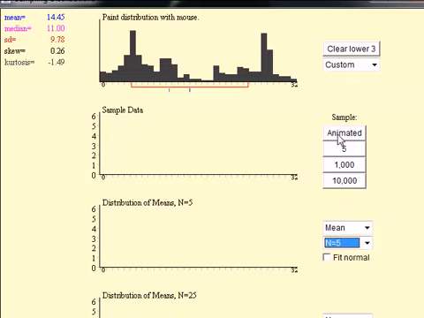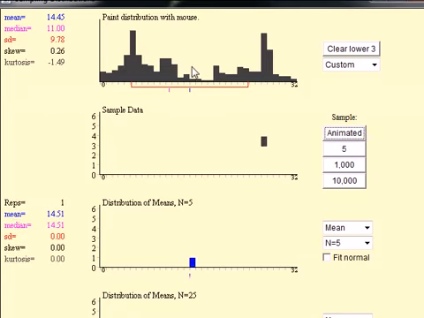When I click animated, it's going to take 5 samples from this probability distribution function, and you're going to see them. It's going to average them and plot the average down here. Then I'm going to click it again, and it's going to do it again. So there you go. It got 5 samples from there, averaged them, and it hit there.